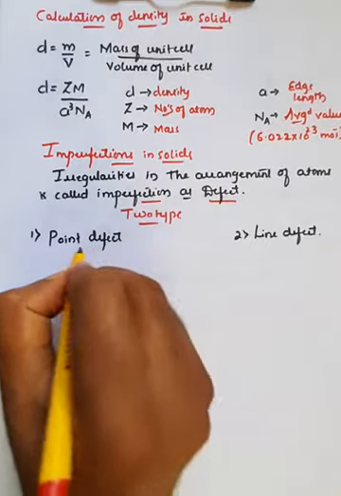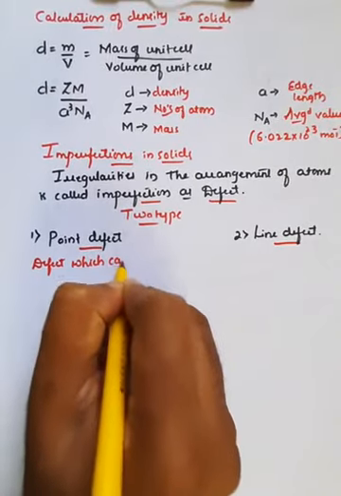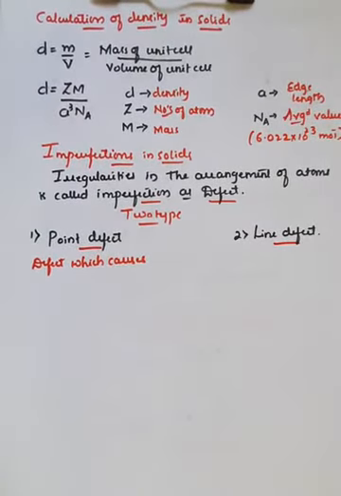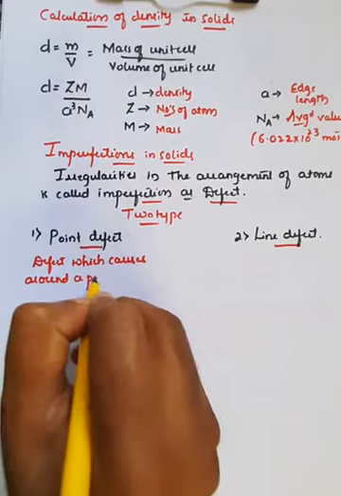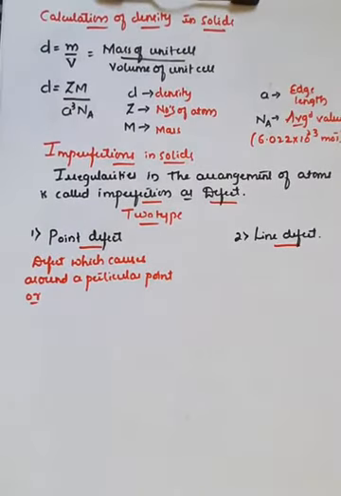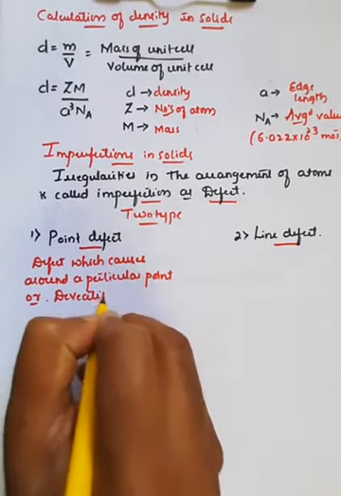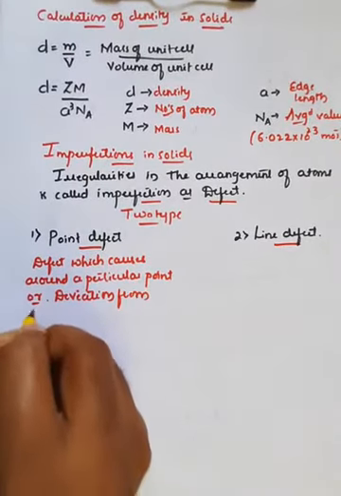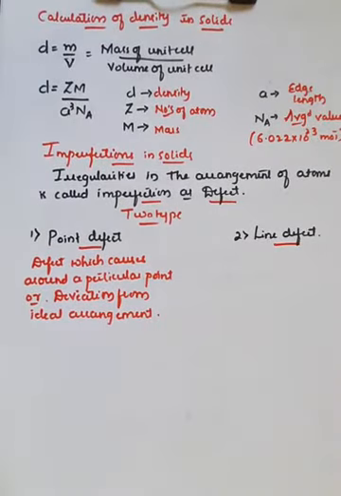So here I will write, point defect means the defect which causes irregularity around a particular point. It is also recognized as the deviation from ideal arrangement. So that is generally called point defect.